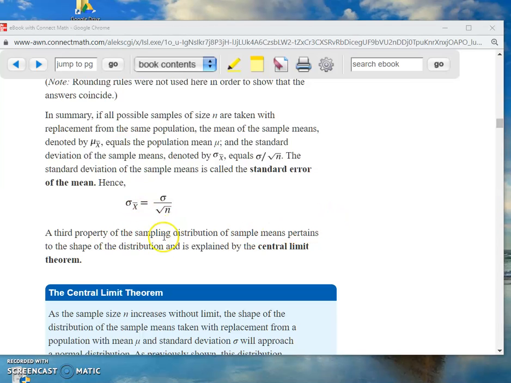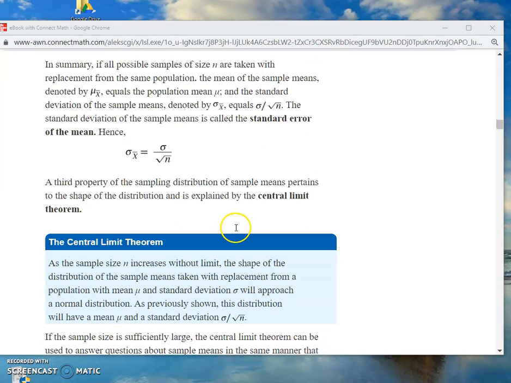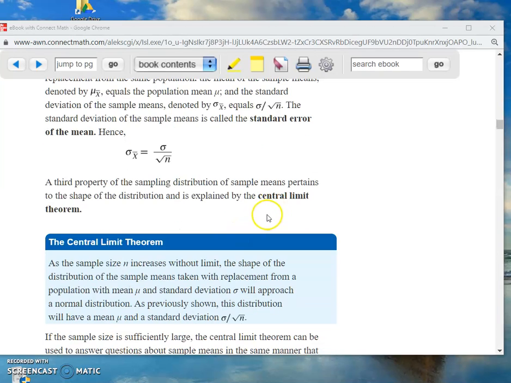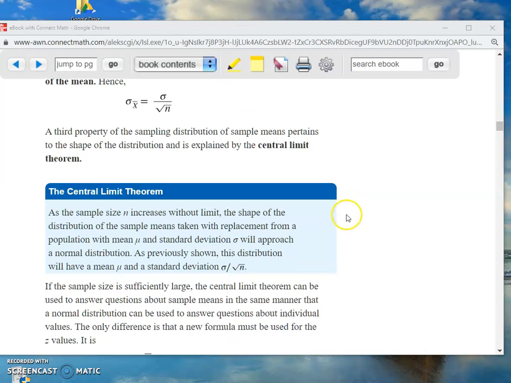So the third property of the sampling distribution we're now going to introduce, and this is the real punchline of all this, talks about the shape of the distribution, and we're going to find out that it's the normal distribution. Okay, so that's the end of this tape.